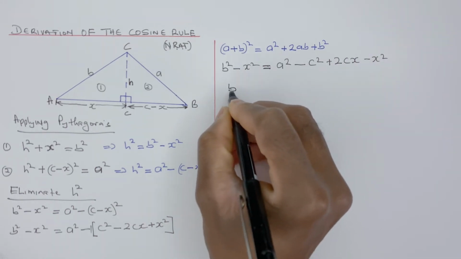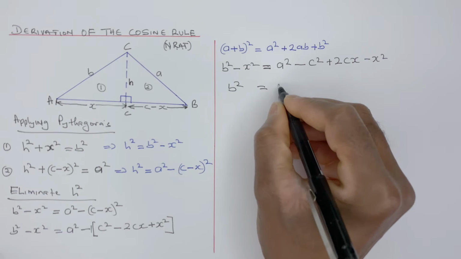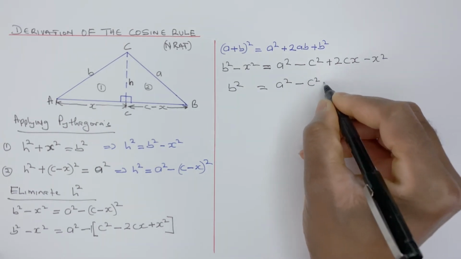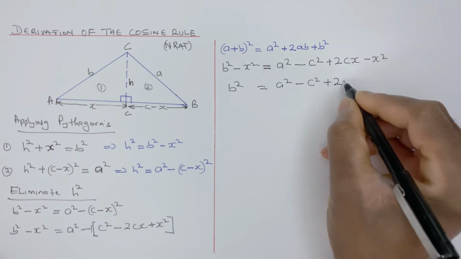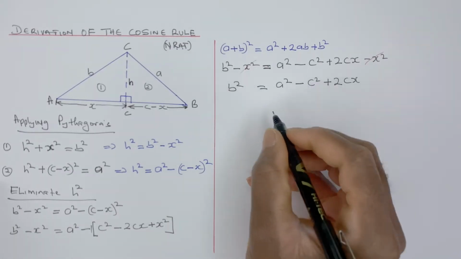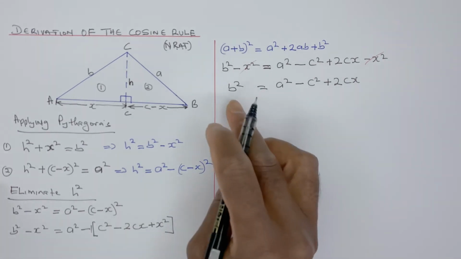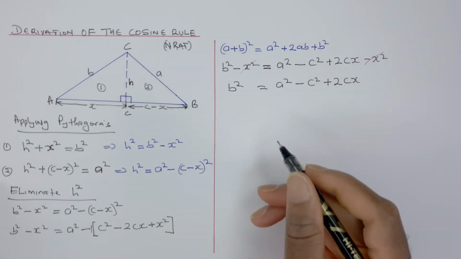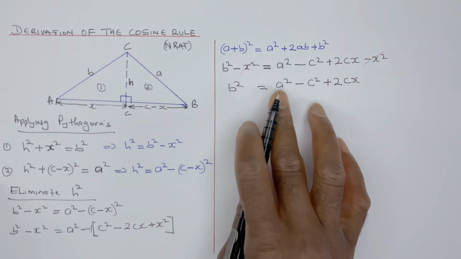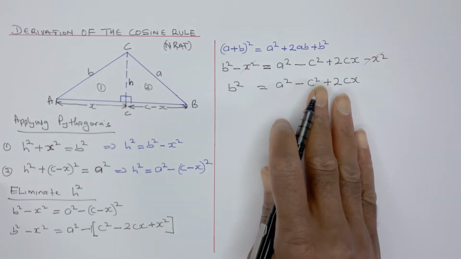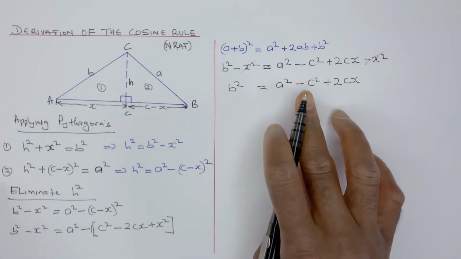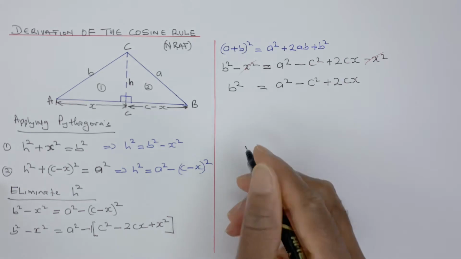So we just get b squared equals a squared minus c squared plus 2cx. So let's make a squared the subject. We could make b squared the subject, actually it doesn't matter. We'll leave a squared there and take everything else on the right-hand side to the left, which means the sign will change when you go to the left.